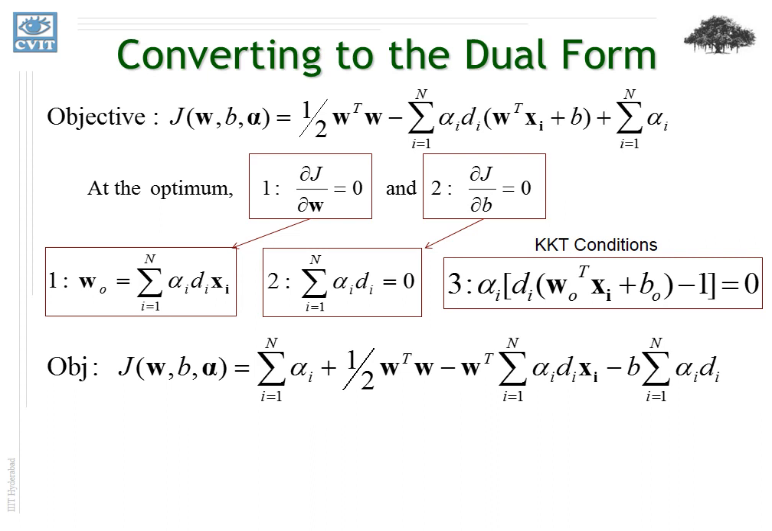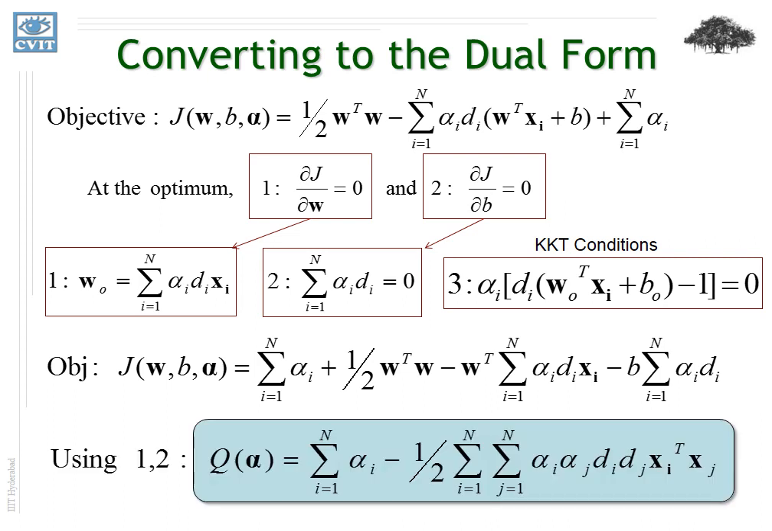So that's simplified. Now the last but one term, you had w transpose sigma i equal to 1 to n alpha i di xi, but at the optimum, sigma i equal to 1 to n alpha i di xi is w optimum, which is given by condition 1. So this is nothing but w transpose w. So what you have is sigma i equal to 1 to n alpha i plus half of w transpose w minus w transpose w. So the second and third terms will again combine to give you a negative half of w transpose w.